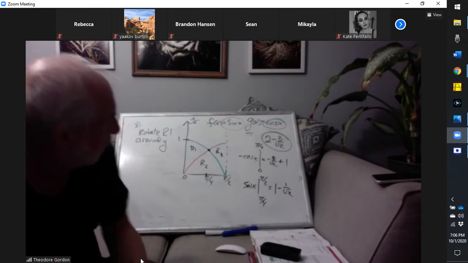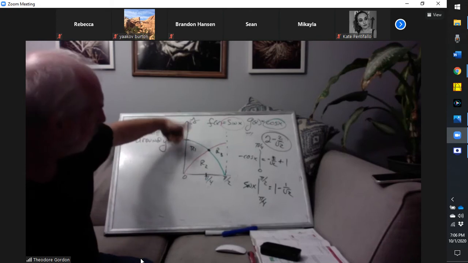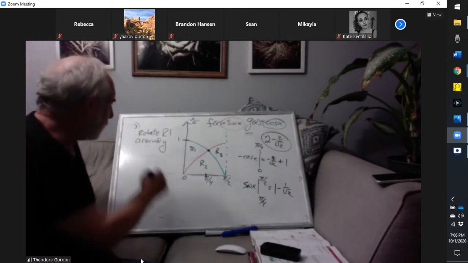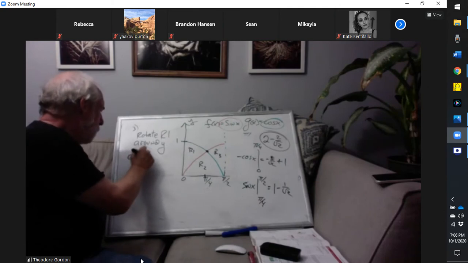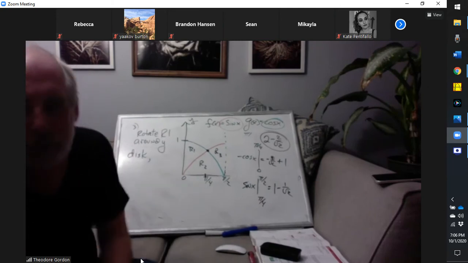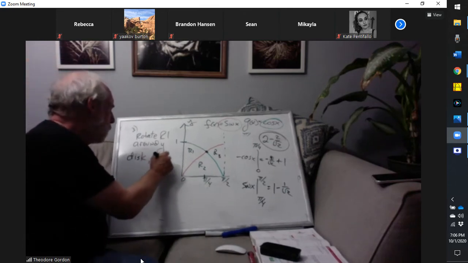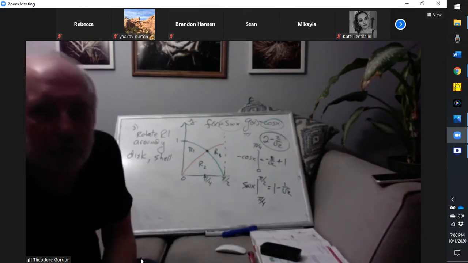So what methods can we use to spin this around the y-axis? Disk. We can use disk. Can we use anything else? Use the shell method. Can use a shell method. Can we use anything else?